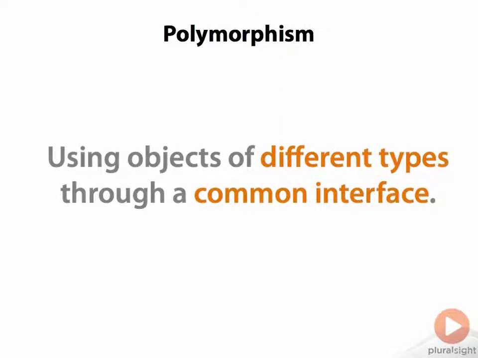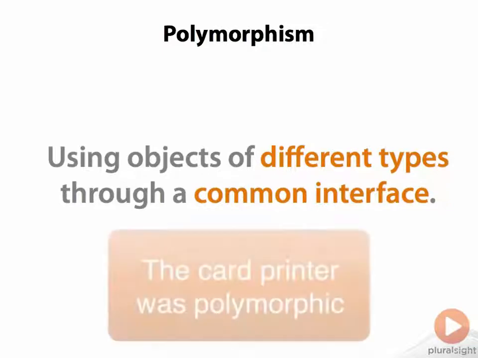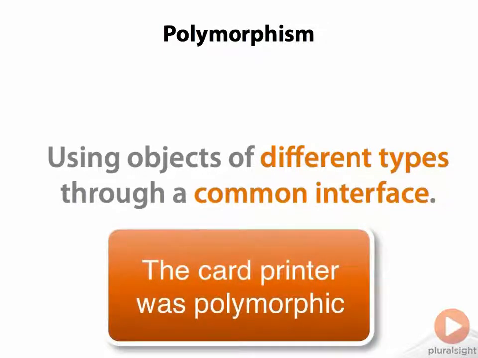Polymorphism is a programming language feature which allows us to use objects of different types through a uniform interface. The concept of polymorphism applies to functions and more complex objects. We've just seen an example of polymorphism with the card printing example.